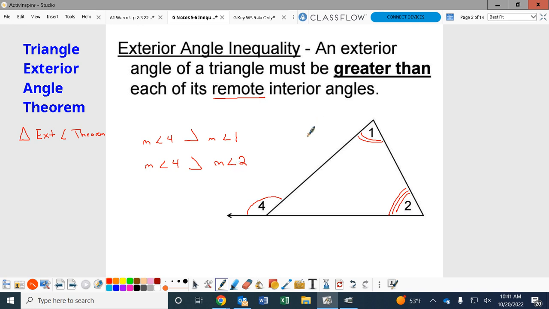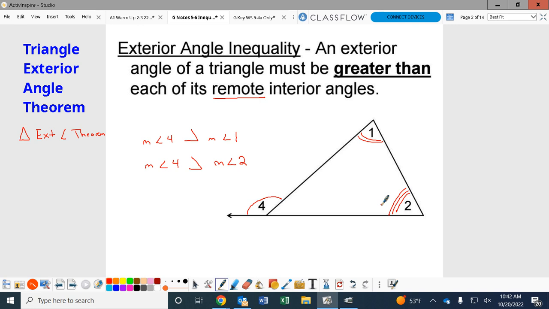Okay, you can't compare it to the one that's touching it, guys. They don't give any rule for that. That's not in this theorem. They've never been proved. All you can do is say that the outside one is bigger than the two that are on the inside that don't touch it. The two remote interior angles. Questions?